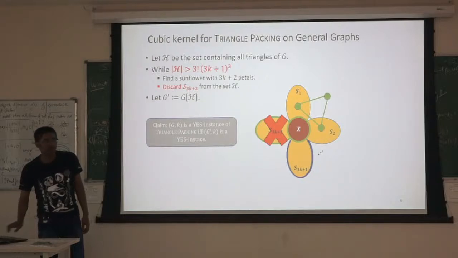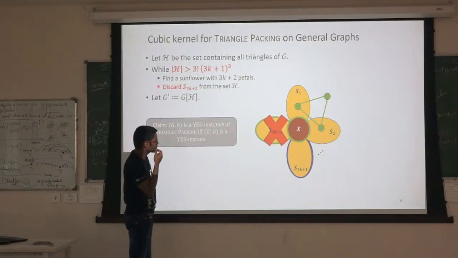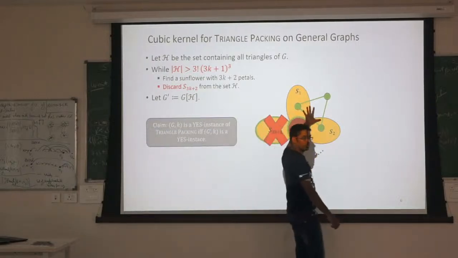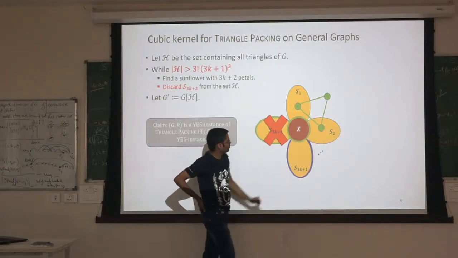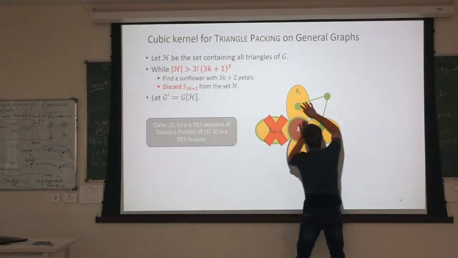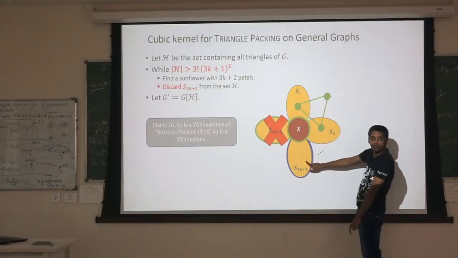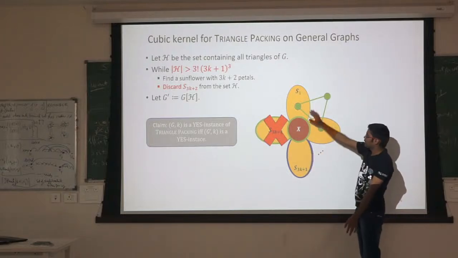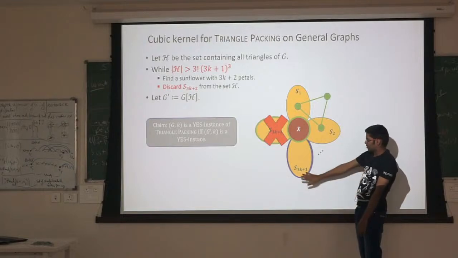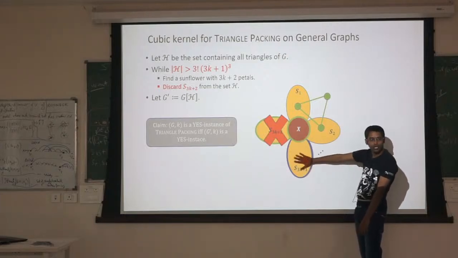So this is the triangle in the solution, right? In our solution, this green triangle is in the solution. So a solution triangle can also hit 3 of the petals. Of course. That's why I put these 3 petals. It is at most 3, right? At most 3, but you know this is a triangle packing. At most 3 things to hit. So that's why this is 3k plus 1. You know that any k-size solution will hit at most 3k things. So there is still 1 free thing.